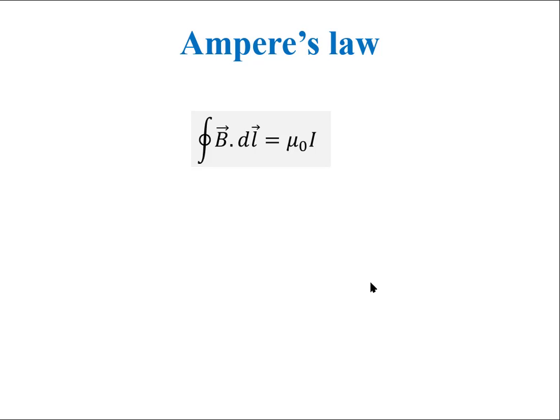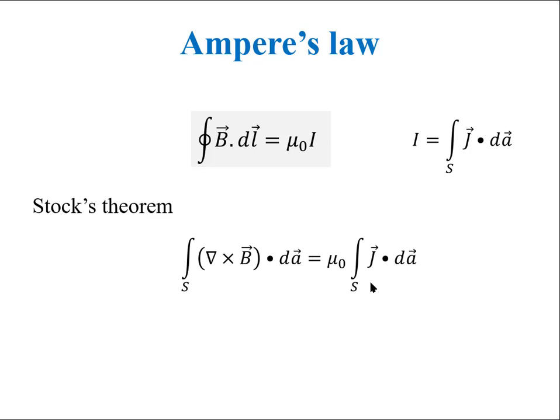But this form is an integral form where the current can be written as the surface integral of current density. Here the current density is defined as the amount of current passing per unit surface area normal to it. Since it is normal to the surface, it is a vector quantity. You can use Stokes' theorem to convert the line integral on the left-hand side into a surface integral, and then it can be compared to give a differential equation for Ampere's law. So this is the differential form of Ampere's law, and this is the integral form of Ampere's law.